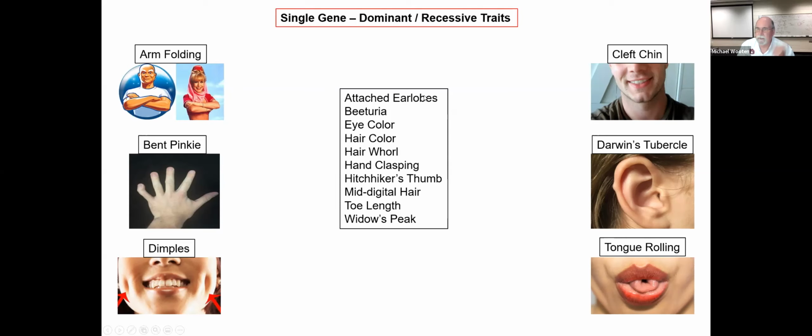So we have things like these attached earlobes that we looked at before. Beeturia, which is a little more rare than that, is the idea that if you eat a lot of beets, and beets are red obviously, then you have reddish urine, and some people do and some people don't. A couple of complicated ones, obviously, are eye color and hair color, which are often put forward as having a sort of dominant recessive pattern, with brown eye color being dominant over blue or green, and dark hair color being dominant over others.